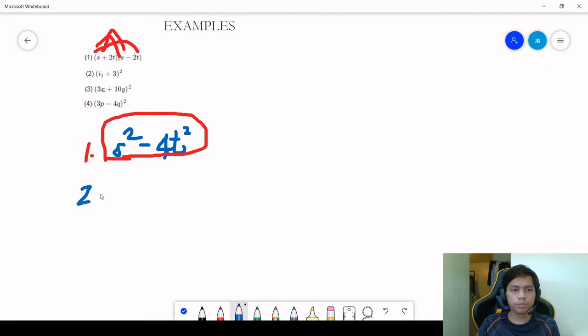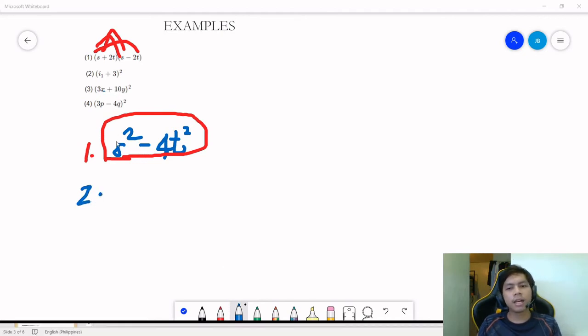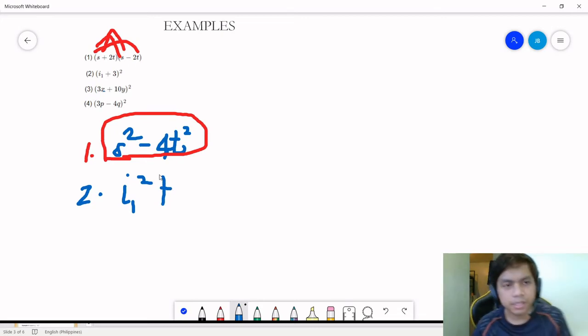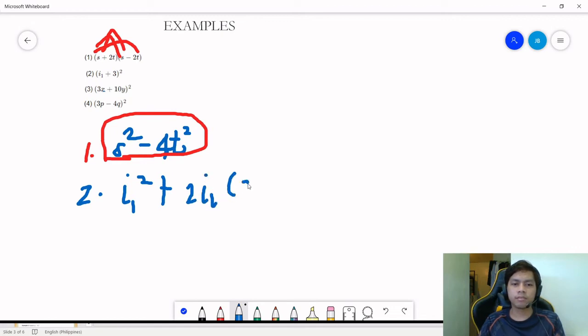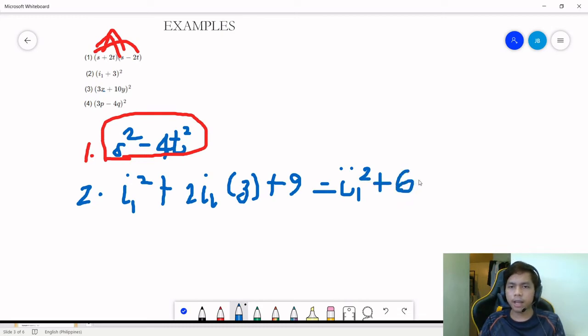Okay, for number 2. So this is an example of square of a sum. So, ganito yung nangyayari dyan. I1 squared plus 2 times I1 times 3. So that's 6I1, or let's just do it step by step. Then 3 squared is 9. Okay? Or you can say that's I1 squared plus 6I1 plus 9.